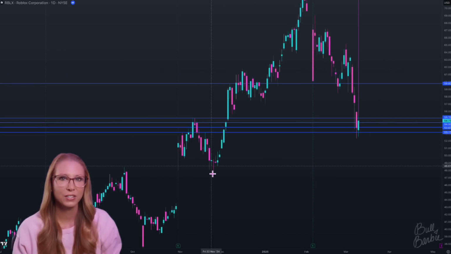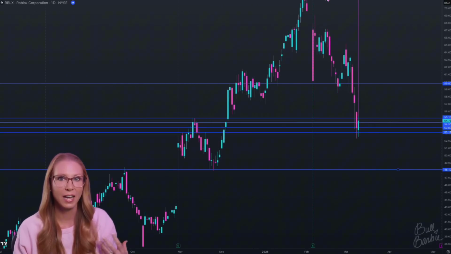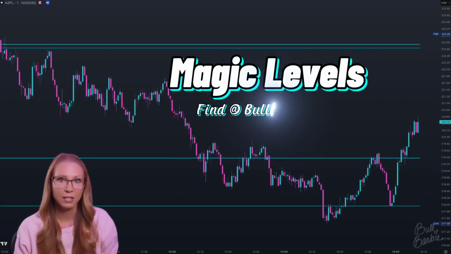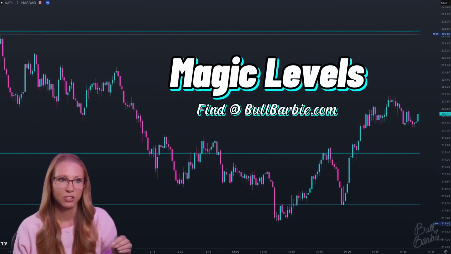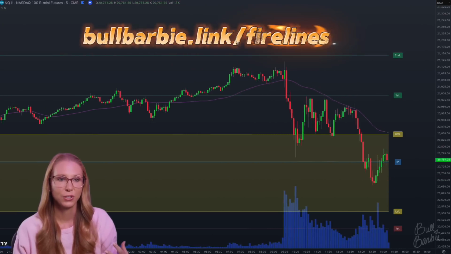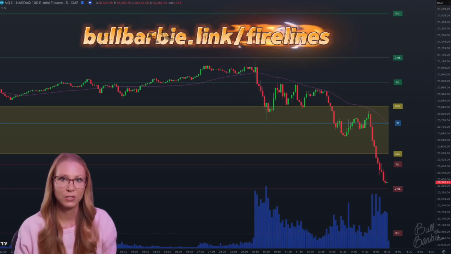My favorite places to find key levels is on the higher time frame charts, but we can find them on the lower time frame charts as well. I subscribe to Quant Levels for intraday levels, specifically the magic levels and the fire lines, which you can learn more about in some videos that I'll link. They are super reliable for finding the areas in price where breakouts are most likely to happen.